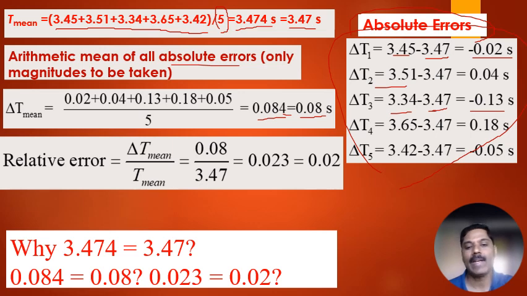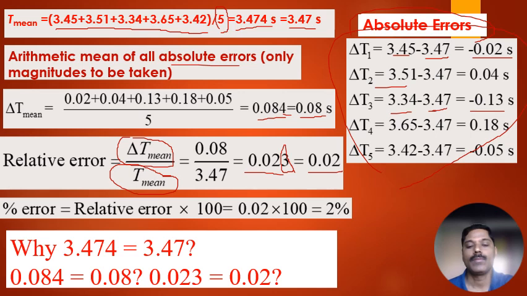And relative error, by definition, is the ratio of the average of the absolute errors to the average of the individual measured values, which is 0.023. Again, I am considering 0.02 by ignoring 3 in the value. So, for obtaining the percentage error, relative error is multiplied by 100, so that you are getting 2%.